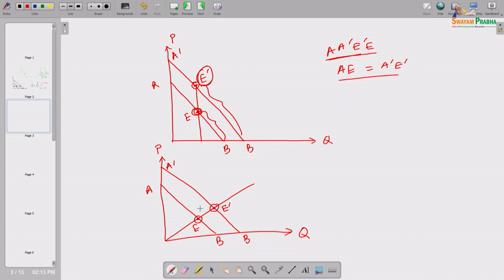If you compare, you can show that these two points' elasticity of demand is the same. It is very easy to prove. Let us prove that. Suppose O is our origin.